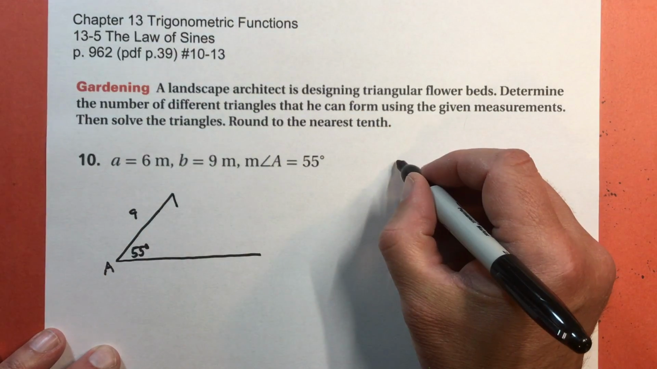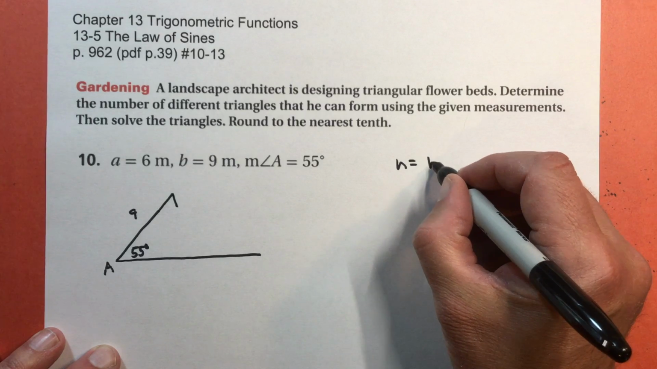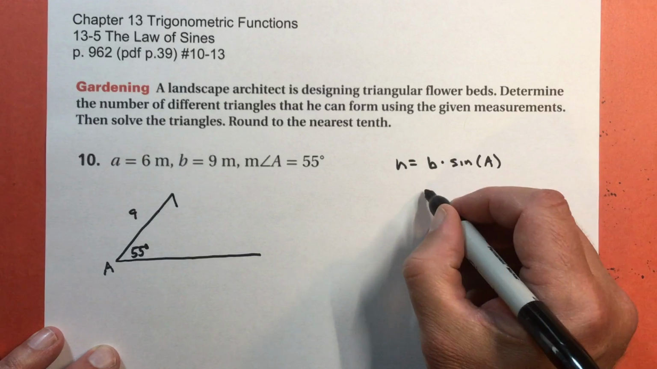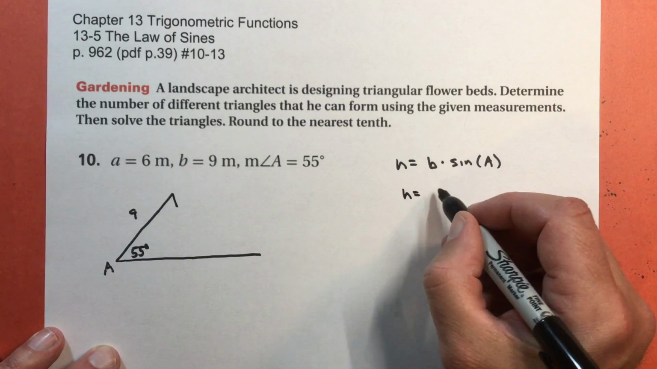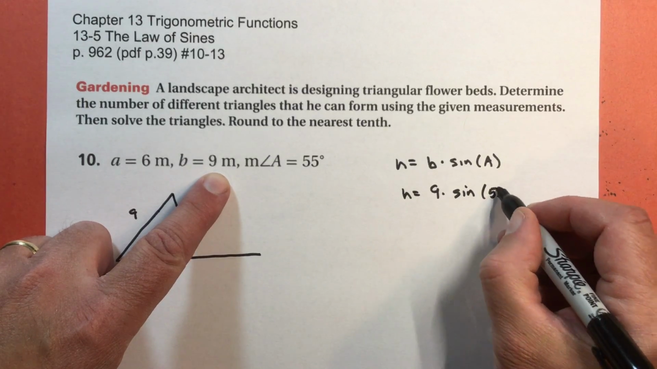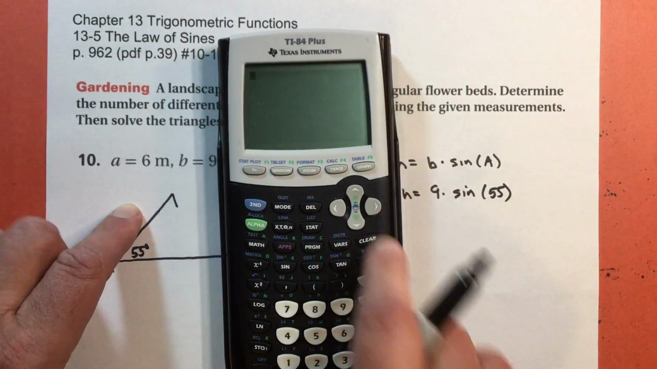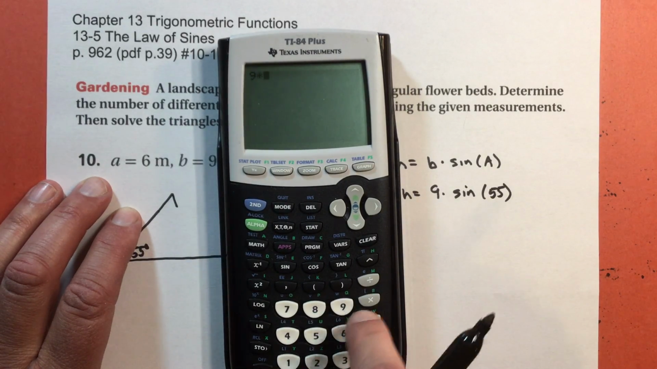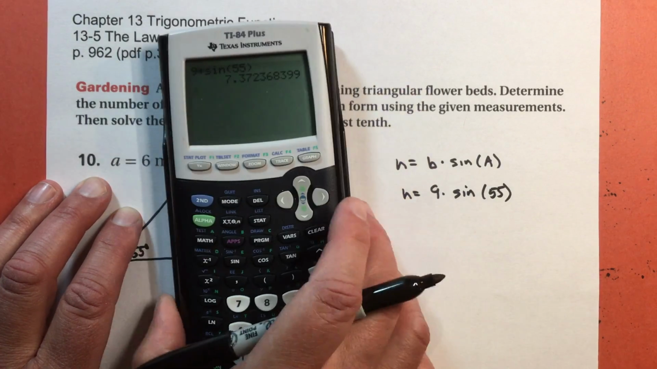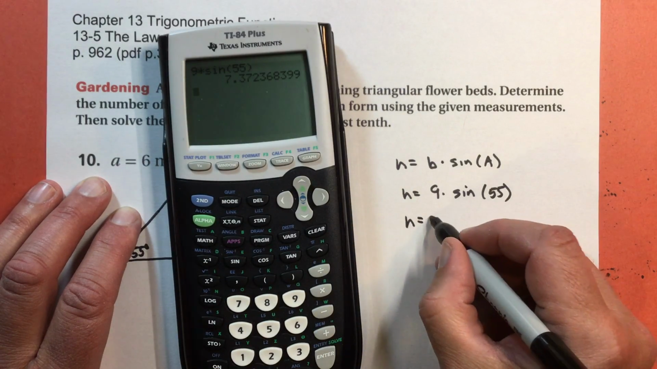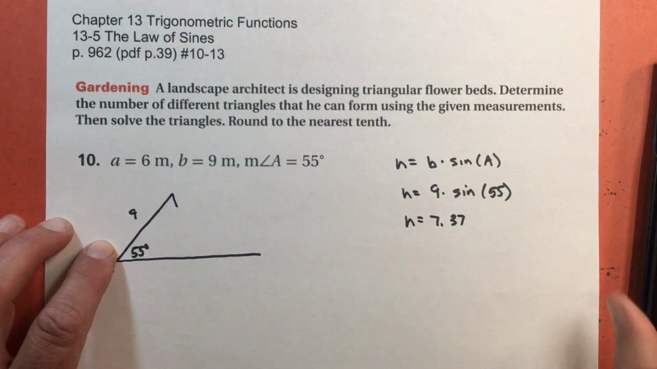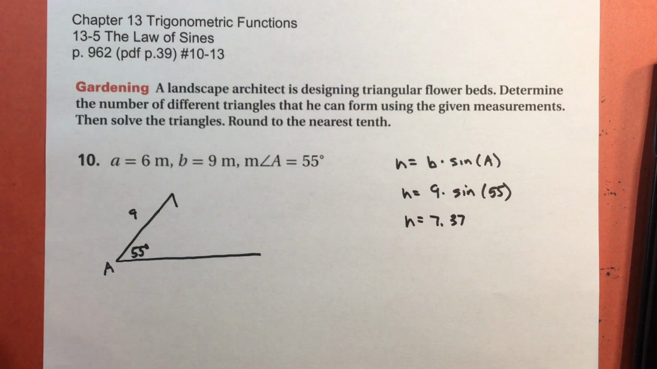So remember, the height is B times the sine of angle A. For this one, my height is going to be 9 times the sine of 55. So let's grab my calculator and see what we got there. 9 times sine 55. Close your parentheses. This tells me that my height is going to be 7.37. Now I want to compare that to my other side A.